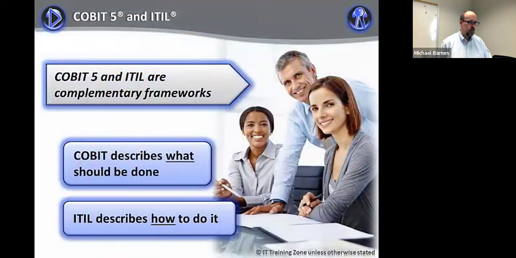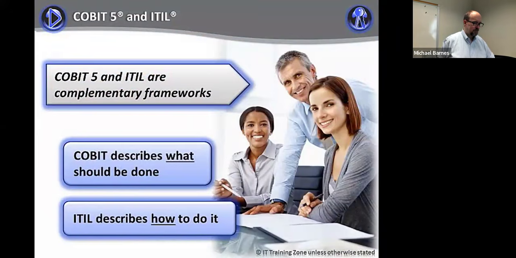In this short video, we're going to look at the relationship between COBIT 5 and ITIL. I'll begin by emphasizing that the two frameworks complement one another. It's not a case of choosing one or the other, you need both. The two do have some common concerns, some shared interests.